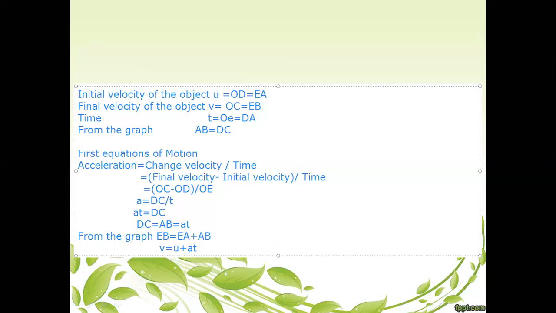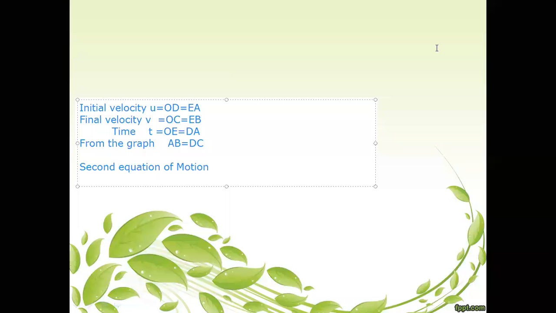Next we can see about the second equation of motion. The second equation of motion is derived from the total distance covered by the object during the time. So we have taken the starting point as D and the ending point as B. So this is covered here, the area of the quadrilateral. This quadrilateral is divided into the area of the rectangle and the area of the triangle.